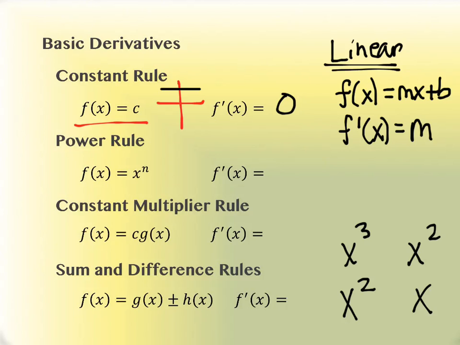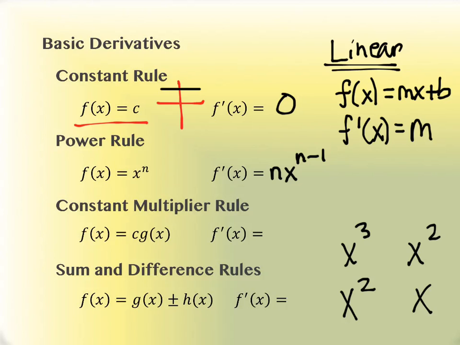This is related to the power rule. The power rule says that if you have x raised to the n power, then its derivative is n times x to the n minus 1. So the exponent becomes the coefficient of the x, and the exponent is now 1 less.